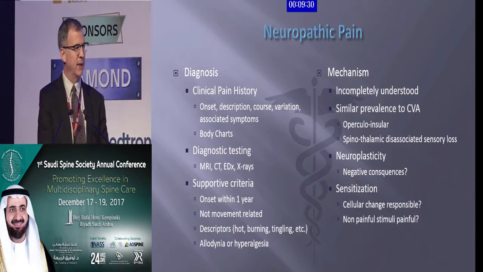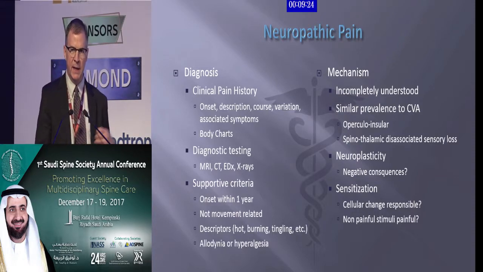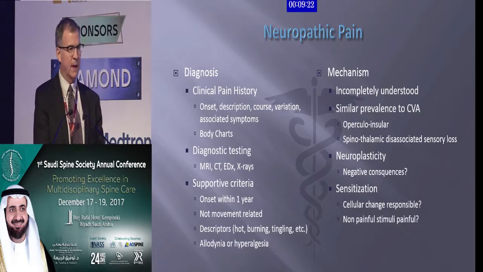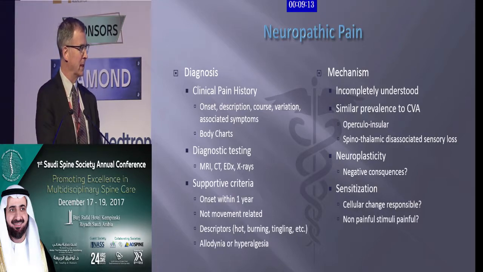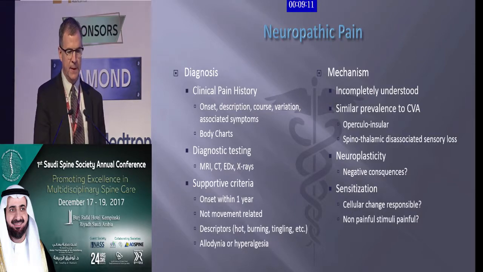Other supportive criteria: the onset of pain within a year. Typically it's not movement-related or musculoskeletal in nature. The descriptors, whether they're described as hot, burning, and tingling, may be a help. And whether or not somebody has allodynia or hyperalgesia as part of their pain complex.